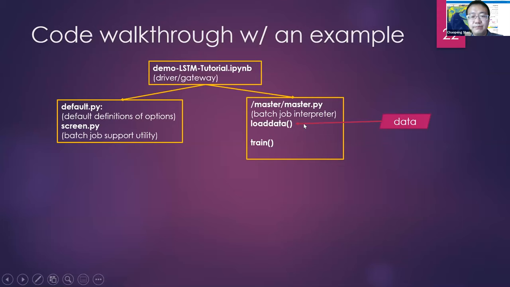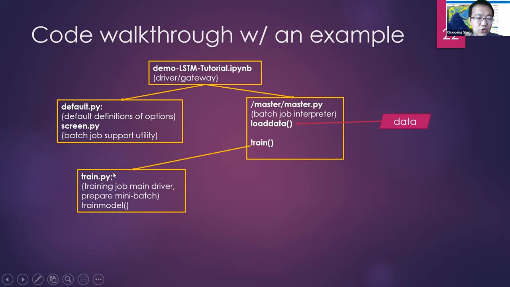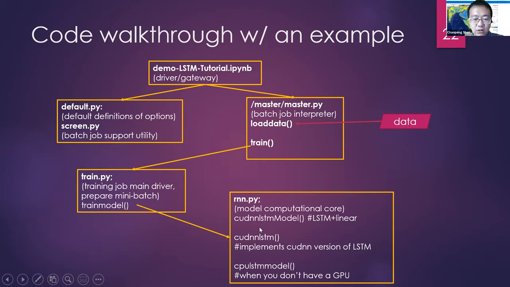And basically by the end of the day, you prepare it in the form of XYZ, right? XYZ in space and time, a multidimensional array, and you make it a torch.tensor, right? And the train function in the master is a macro batch script, which calls train.py. And there's a train model function. And it also calls this RNN.py, which is the computational core of LSTM. So I'm going to dive in and show you these pieces.